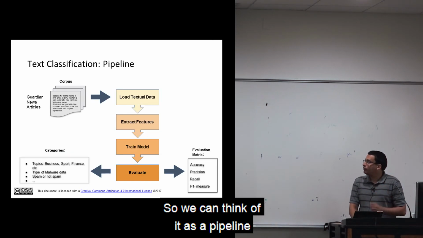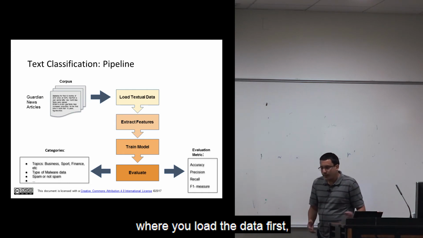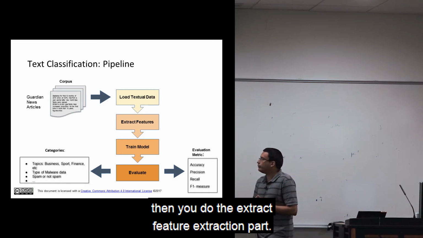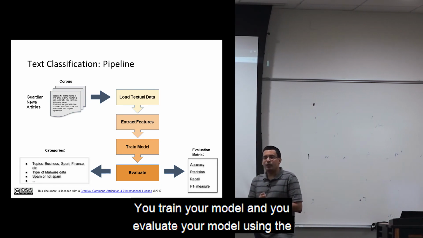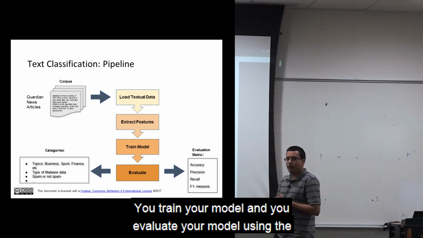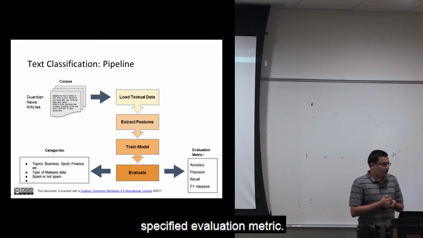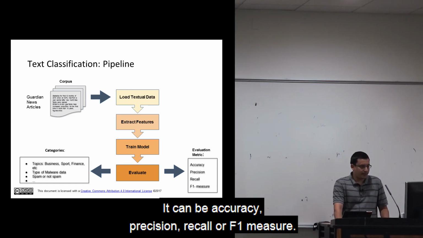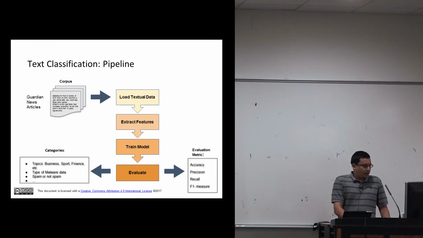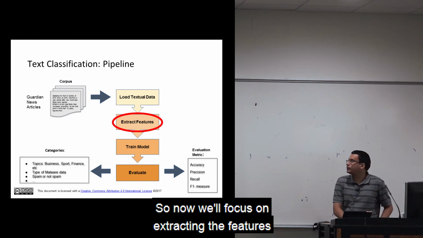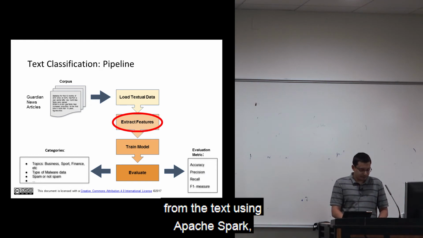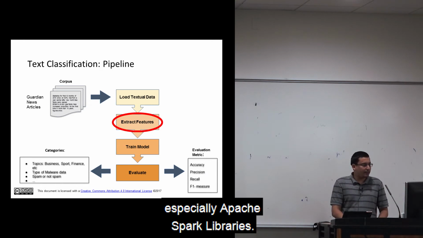So we can think of it as a pipeline where you load the data first, then you do the feature extraction part, you train your model, and you evaluate your model using the specified evaluation metric. It can be either accuracy, precision, recall, or information. Now we will focus on extracting the features from the text using Apache Spark, especially the Spark ML libraries.